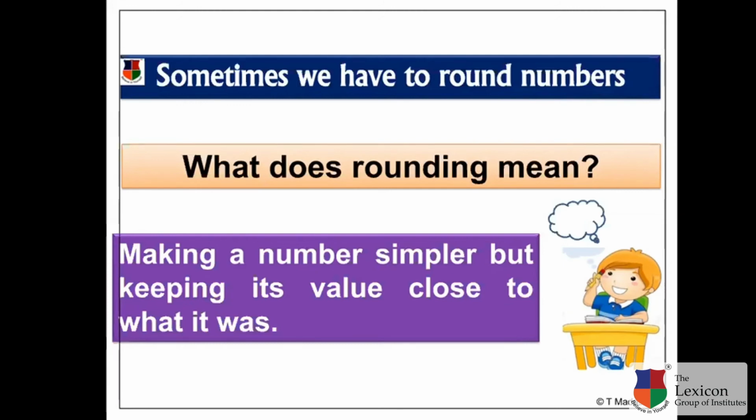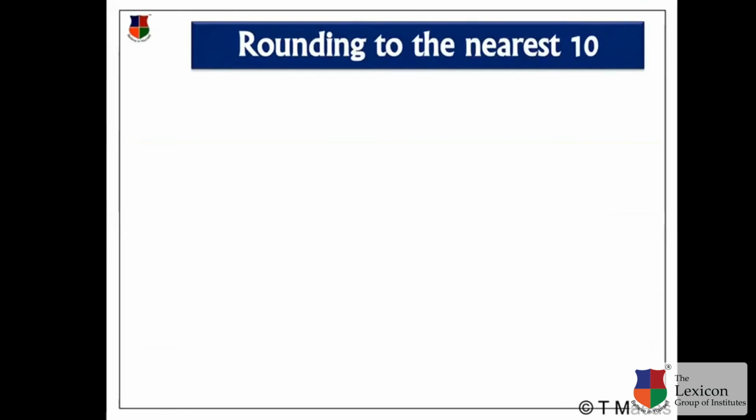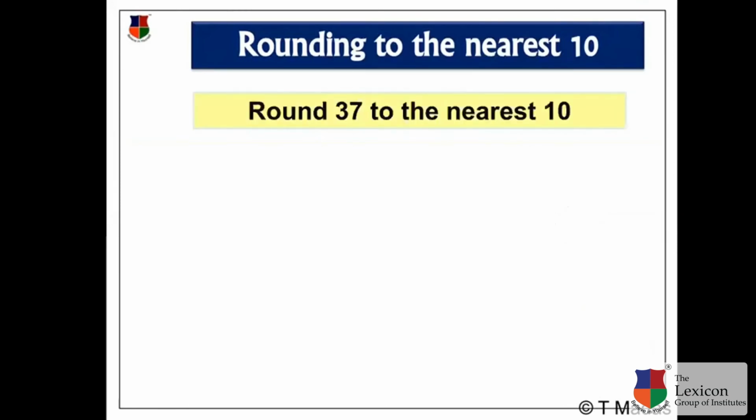Yes, it will make 30, and you have given the 30 rupees and you have purchased the notebook, but the actual cost of the notebook was 28 rupees, correct? But because you don't have change, you have rounded it off to the nearest, correct? So making a number simpler but keeping its value close. Okay, but keeping its value close. So there are two methods of rounding off. First I will tell you the method by using a number line. Then we will study the other method.